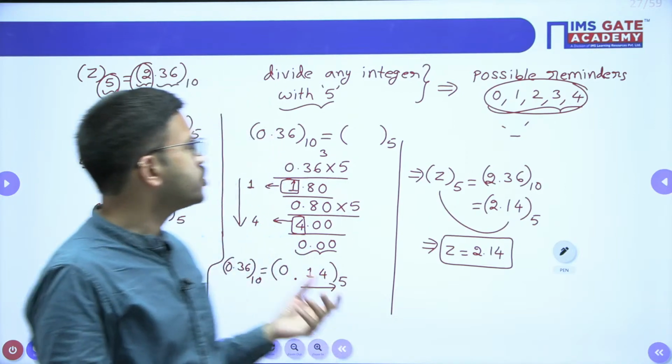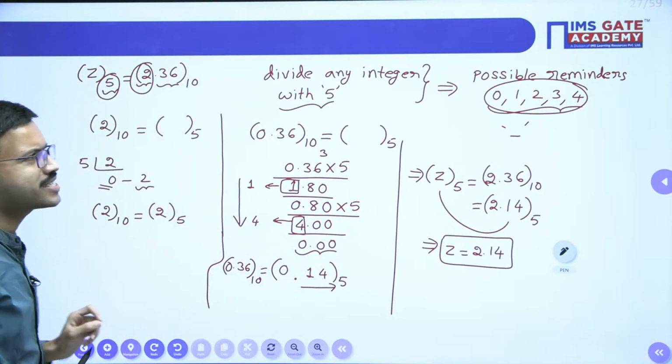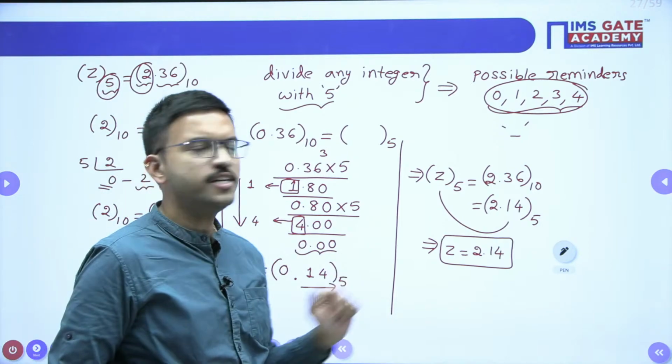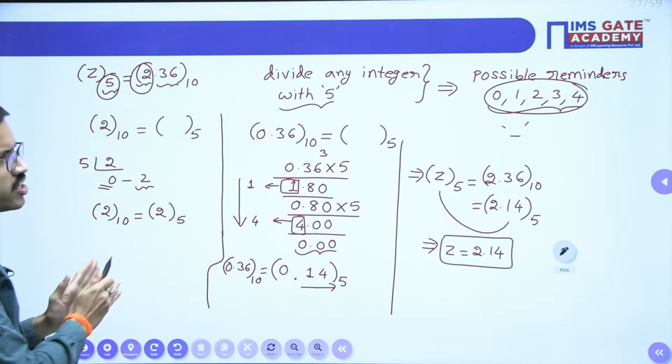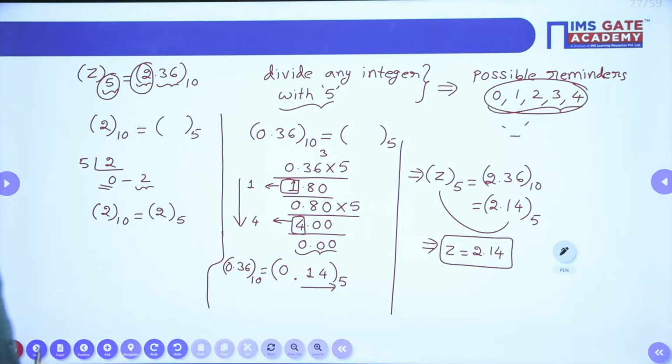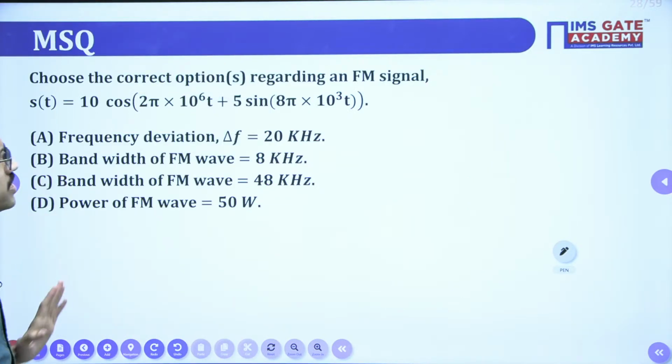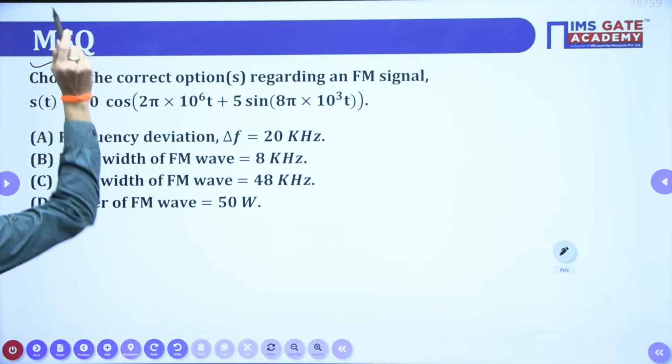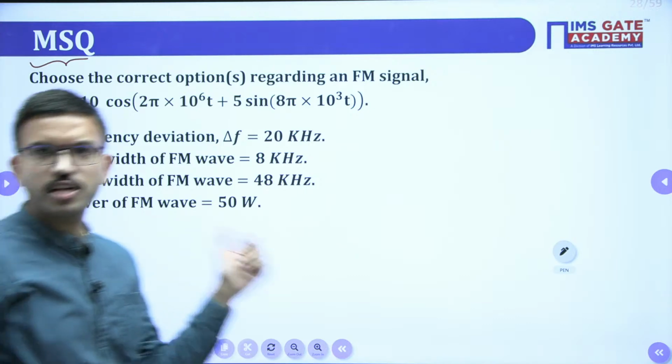So up to now, whatever questions we have discussed are related to the first chapter, that is amplitude modulation, DSBSC, SSBSC, etc. Now let us proceed to the second chapter, angle modulation. All of you give a try. This question is MSQ. That means either one option or more than one option can be correct.